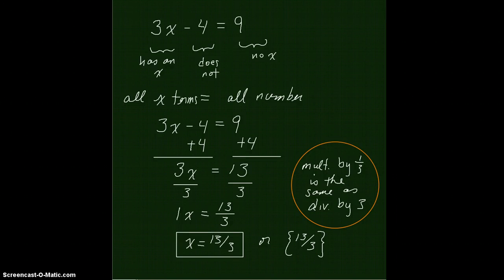Let's do one more. I'll use a different variable, z. My z's have a line through them, so you can tell them apart from a 2. 6z minus 4 is equal to z plus 11.